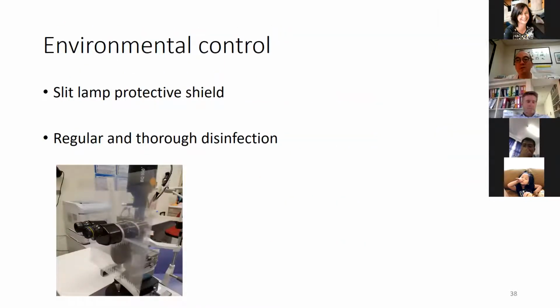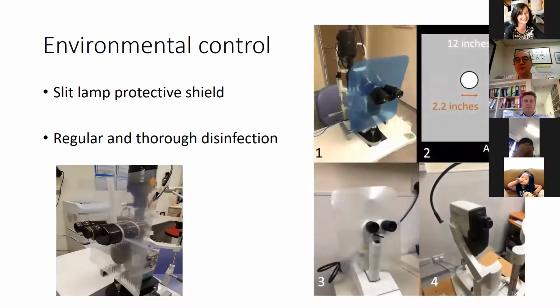For environmental control, protective shields are installed on all slit lamps. Similar shields can also be installed on portable slit lamps, shown here, and also OCT and fundus cameras. Regular disinfection is important. We have recently published some tips on preparing the protective shields, so it's freely accessible as well. If you need further information, you can let me know.